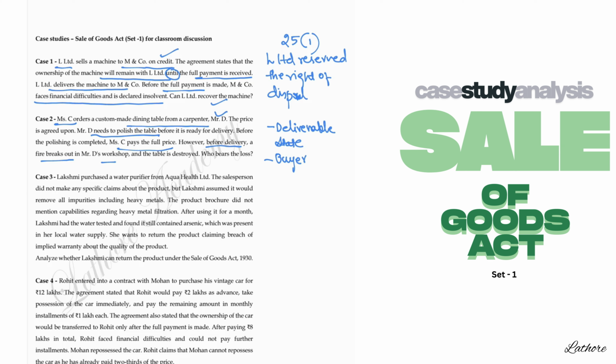So, in this case, the loss due to fire must be borne by the carpenter, Mr. D. Section 21 talks about this: when property in the goods with respect to specific goods is not in a deliverable state, in such case the property passes only when it is put into the deliverable state and the buyer has been given the notice thereof.